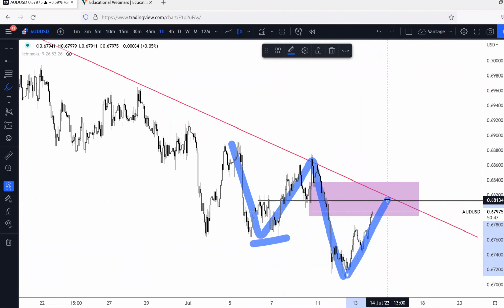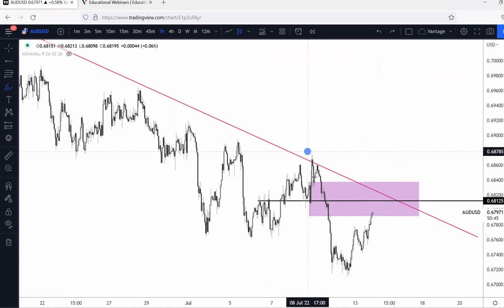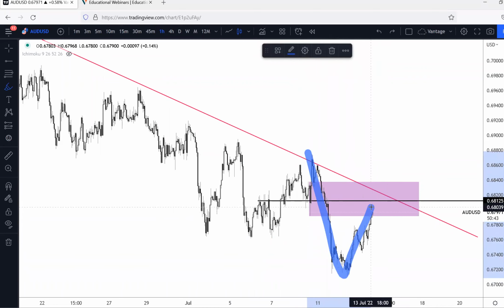So what we can also keep in mind with this is that this is the last move before we saw the pullback. Now that we've identified this move, we can use our Fibonacci retracement on this move. So how this works is that we can use this.